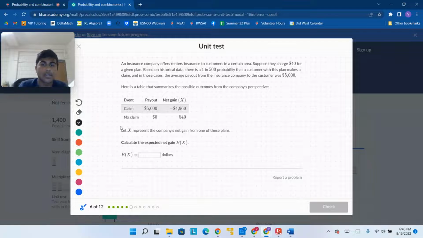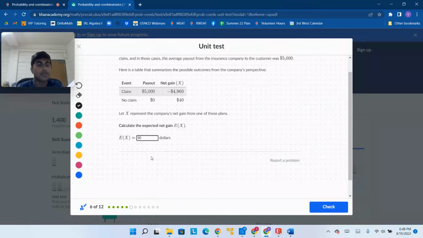Let X represent the company's net gain from one of these plans. Essentially, you're charging $40 for a given plan. If you had 500 cases, then you get 500 times that $40, so $20,000. In those 500 cases, there'd be one claim, and that would be $5,000, so you subtract $5,000 because that's how much they had to pay out. Now they have $15,000 in profit, in net gain. That's for 500 cases, so we divide by 500. Each case has $30 of profit. Let's keep going.